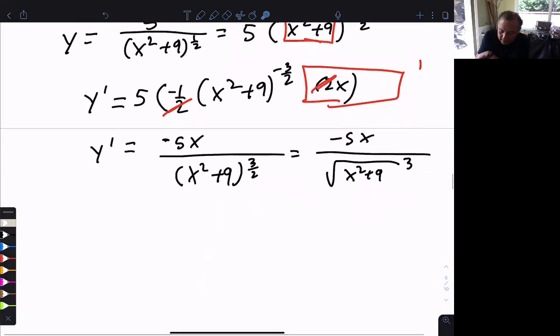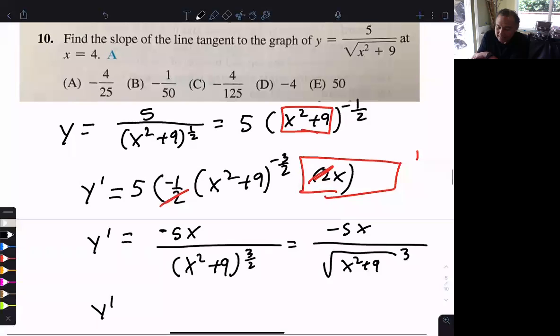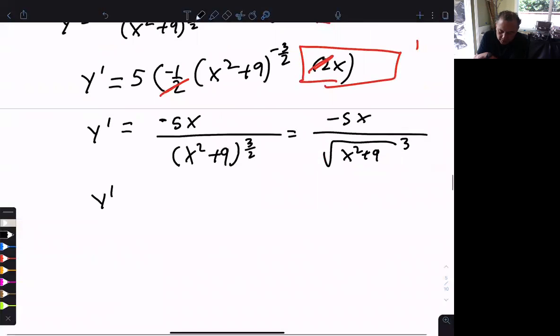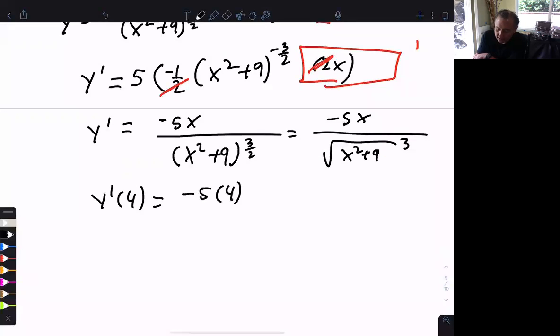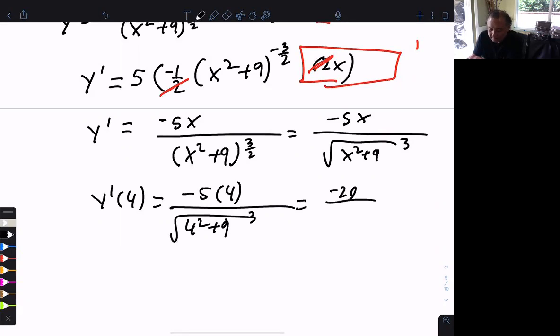So now we want to find y prime. At what point did they ask us? They asked us at 4. So it's going to be at the point 4, which will be this. Negative 20. You have 16 plus 9, that's square root of 25 cubed.